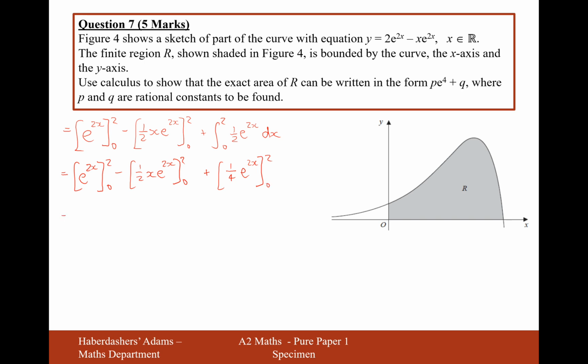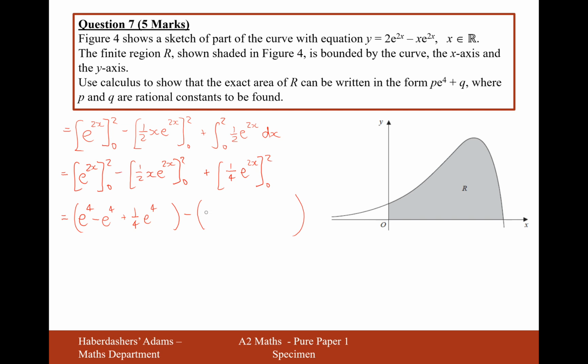Now what I'm going to do first, I'm going to be a bit cheeky, is substitute 2 into all of these expressions first and create one big bracket, and then I'm going to subtract 0 being substituted into all of these expressions afterwards. So it's going to be 2 substituted in, that's going to be e to the 4 minus 2 times a half is just 1, so that basically cancels out, and then it's going to be minus e to the 4. And then it's going to be plus 1/4 e to the 4. And now it's going to be take away 0 being substituted in across the board.